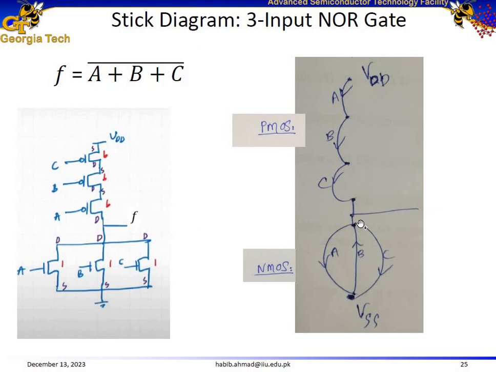These are in parallel with each other in the pull-down network, and they are in series with each other in the pull-up network. So our Euler path becomes A, B, C. For the pull-up network, it works. Now let us check if it works for the pull-down network as well. We need to make sure that our Euler path works for both pull-up network and pull-down network.